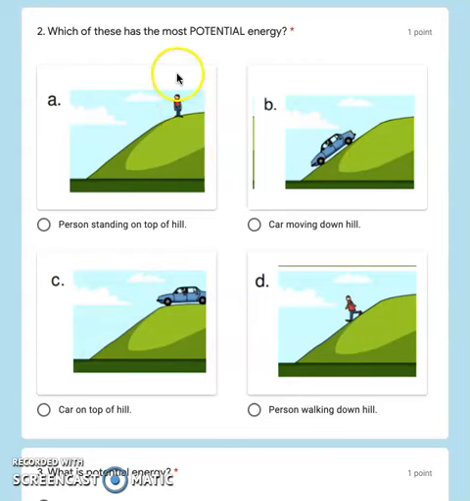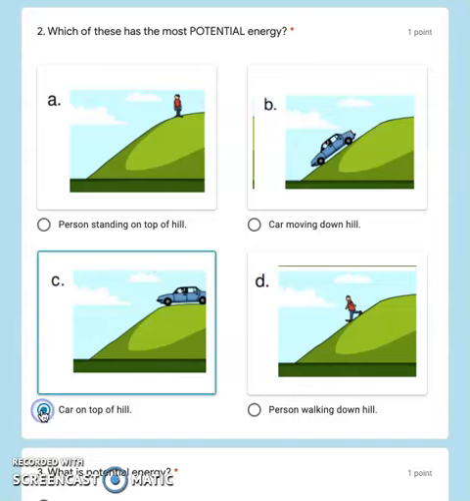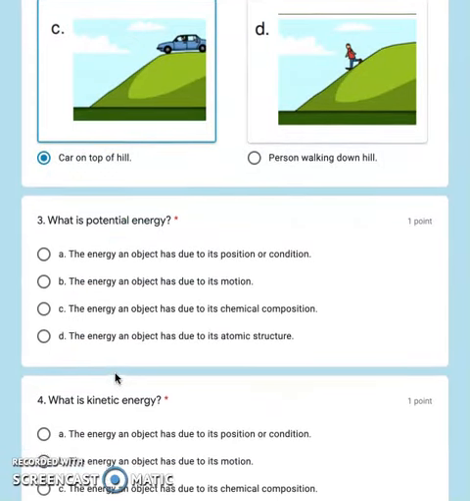A is showing a person that's standing on top of a hill, and C is showing a car that's standing on top of a hill. They both have potential energy, because they're both standing still and at rest. But which one has the most? Well, we know that potential energy also has something to do with mass. And the greater an object's mass, the greater its potential energy. So it definitely will be C.